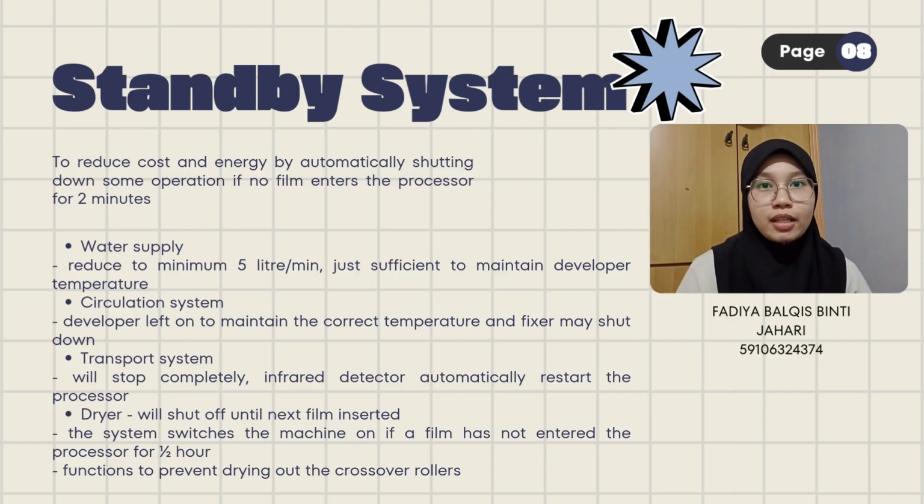The developer is left on to maintain the correct temperature, and the fixer may shut down. Next is the transport system. The transport system will stop completely, and the infrared detector will automatically restart the processor. And lastly, the dryer. The dryer will shut off until the next film is inserted. The system will switch the machine on if a film has not entered the processor for half an hour. This functions to prevent the drying out of the crossover rollers.